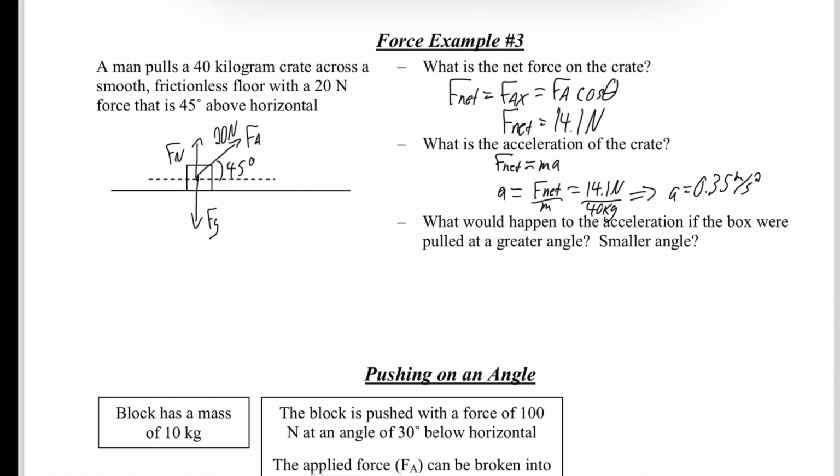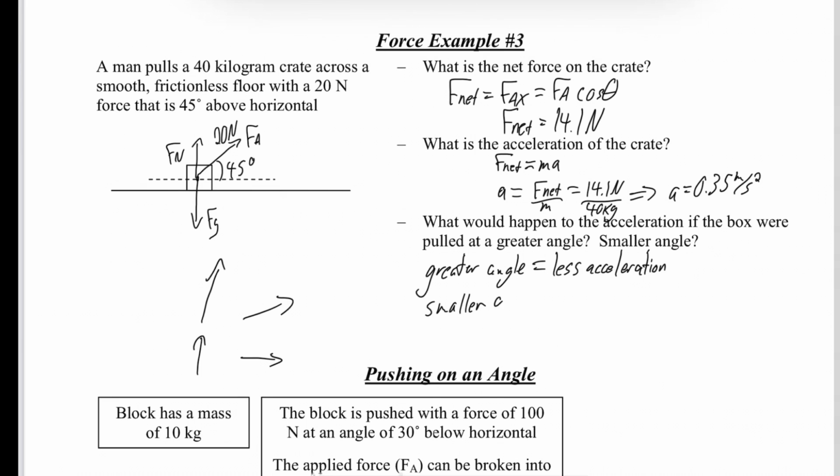All right, so now we have a question. What would happen to the acceleration if the box were pulled at a greater angle and then at a smaller angle? So if we continue to look at greater and greater angles, so if you're going like this and eventually upwards, then we will find that a greater angle will result in less acceleration. And in the opposite direction, if we continue down, more of it will be acting in the X direction, so we'll find that a smaller angle will result in more acceleration.